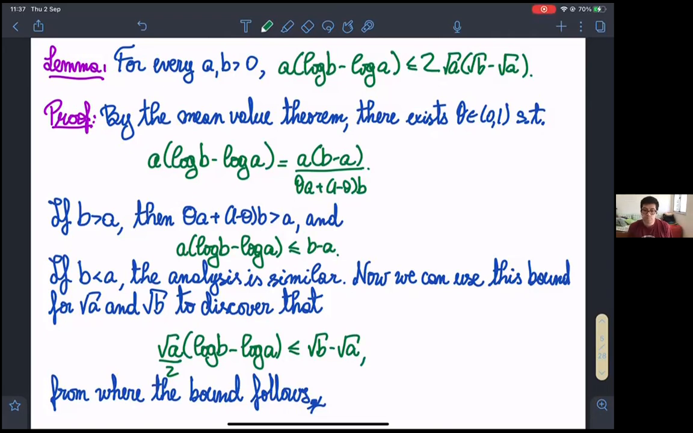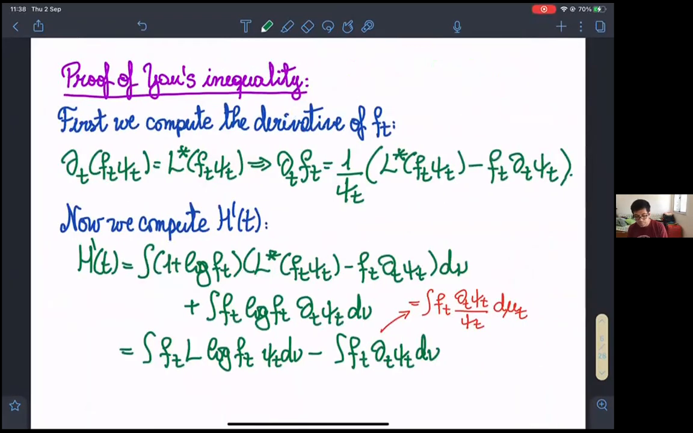And now the trick is to use this inequality that I just proved, instead of using it for a and b, for square root of a and square root of b, and then you get the bound above. So it's a surprisingly simple trick that improves the original bound we got. And that's part of the magic of the logarithm. So with this little lemma, we can prove the Gaussian inequality.